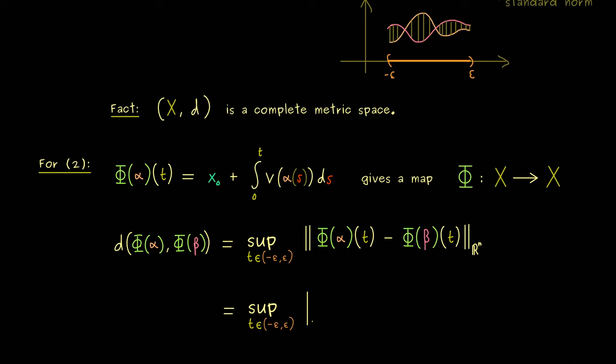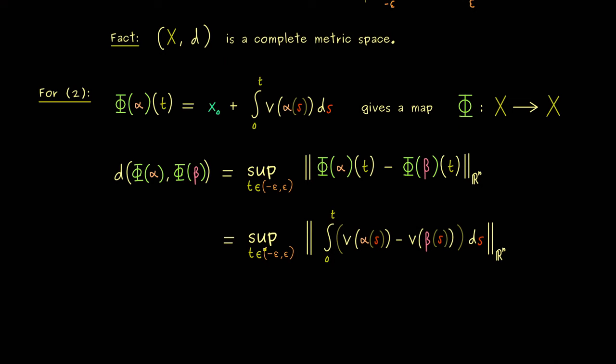And more precisely, in the integral, we simply have v of alpha and v of beta. And at this point, we can use a standard inequality, which is often called triangle inequality. It tells us, if we pull the norm into the integral, then we cannot get smaller. This means we have a less or equal sign here.